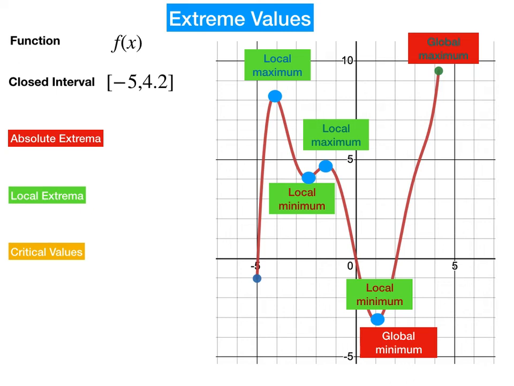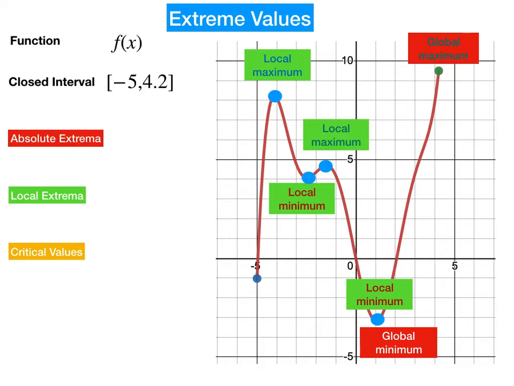Everyone, in this short video we'll discuss the extreme values of a function on a closed interval. Now let's look at this graph. Here is a graph of a function f of x on the closed interval from -5 to 4.2. Well, the first thing we want to ask ourselves is how many types of extrema values we have.